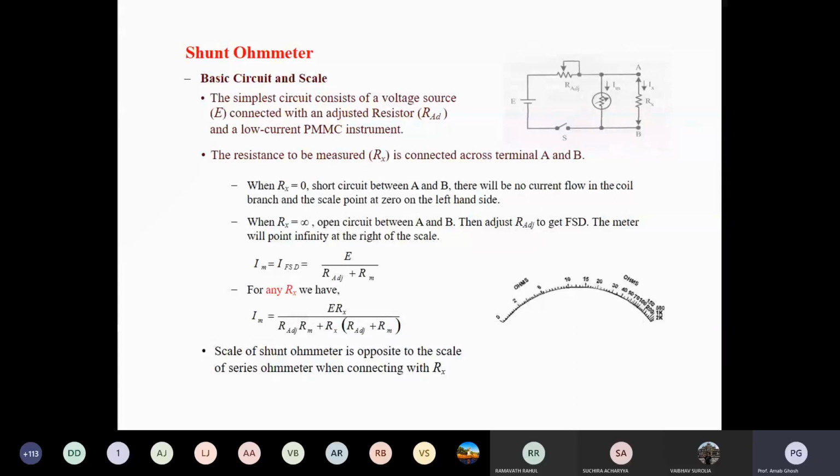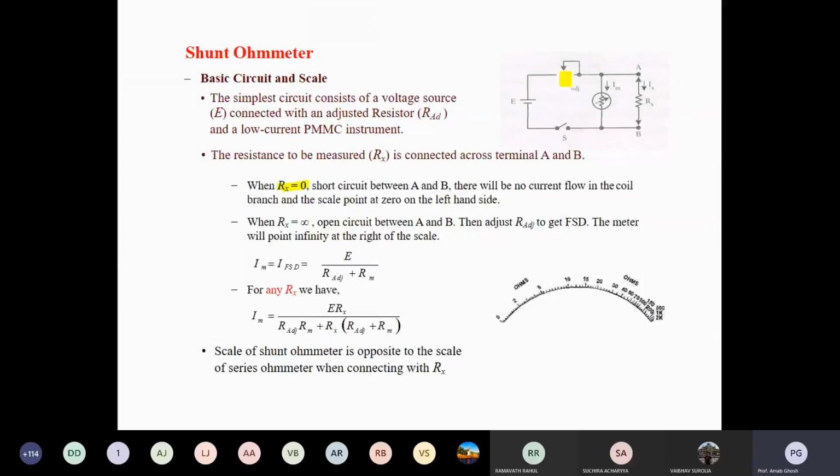Initially I discussed the series configuration method. Now I am discussing the shunt configuration method. In the shunt method, you have to do the same thing for Rx. Initially, for getting the full scale, first you have to make Rx equal to 0. So you can see the value of Rx, that is connected as a shunt with your measuring instrument.